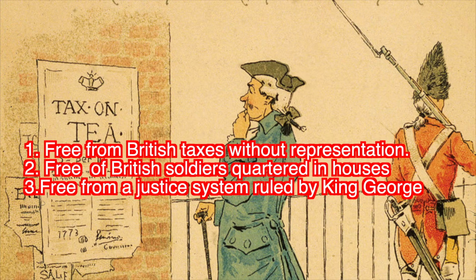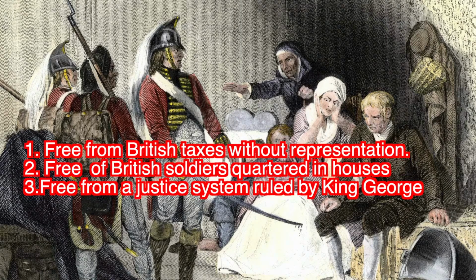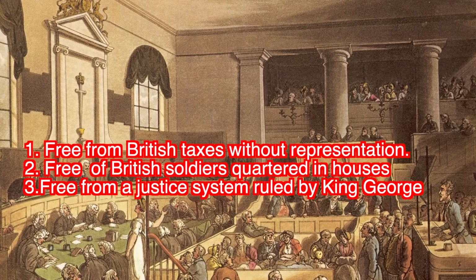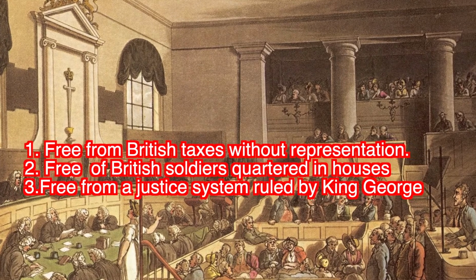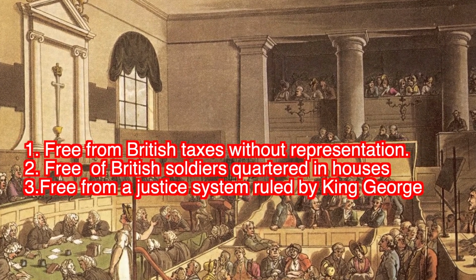The colonists wanted to be free from British taxes without representation, free of British soldiers quartered in their houses, and they wanted to ensure whenever they had a problem that they would be given an independent judge and not one ordered by the king. Hence, they wanted independence.